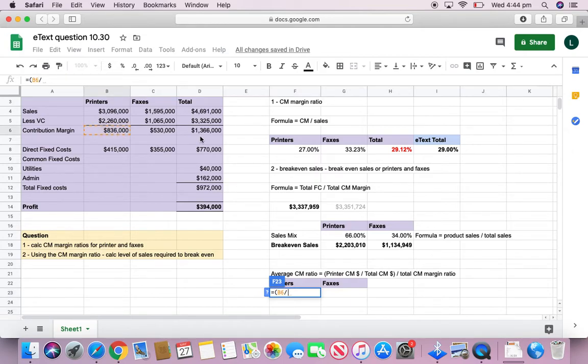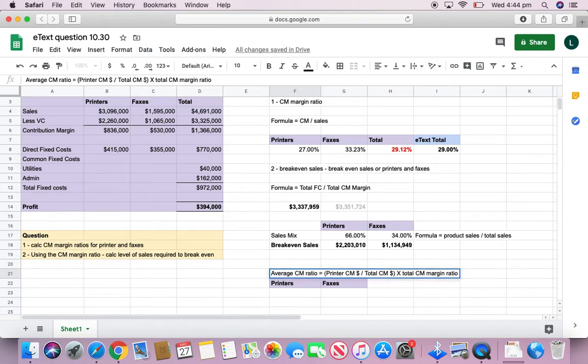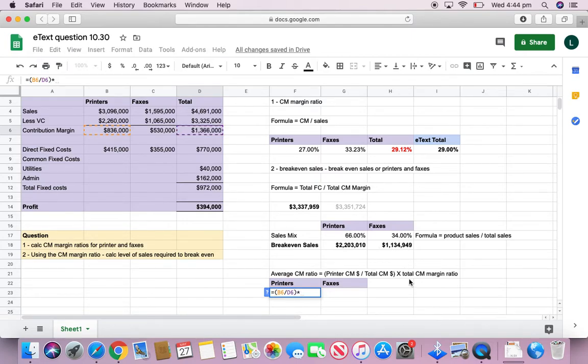836000 over. I got the formula incorrect. Sorry guys, that's not divide, that's a times. All right, let's go back. So we've got contribution margin over the total contribution margin, in brackets. Then we times it by the total CM contribution margin ratio. I think they use this one, I think they flip. We'll check. And then we're going to do our faxes, so total CM faxes over the total CM, times by my one.